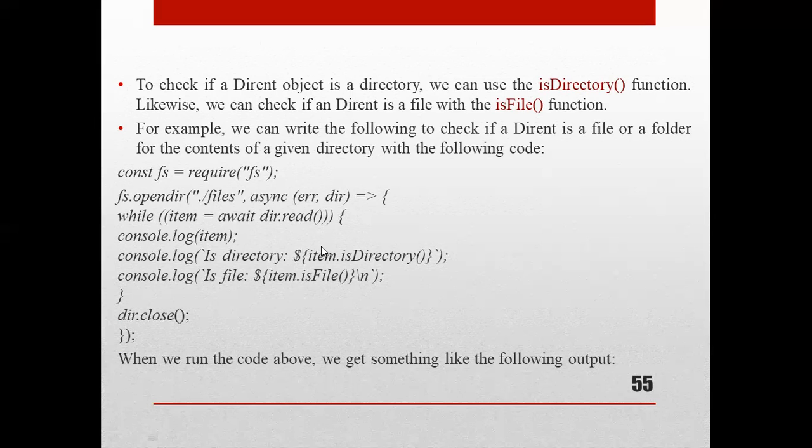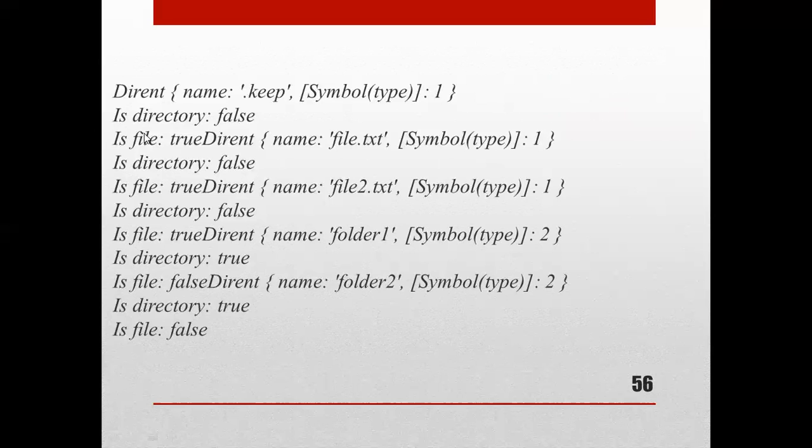To check whether the returned element is a directory or a file, there is a function for each. For directory, console.log isDirectory, using a dollar sign inside the brackets with item.isDirectory. Similarly for file, item.isFile. At last, close the directory. If we run this code, it will check the name of the file, and whether it is a directory: no, it is not, so it returns false.